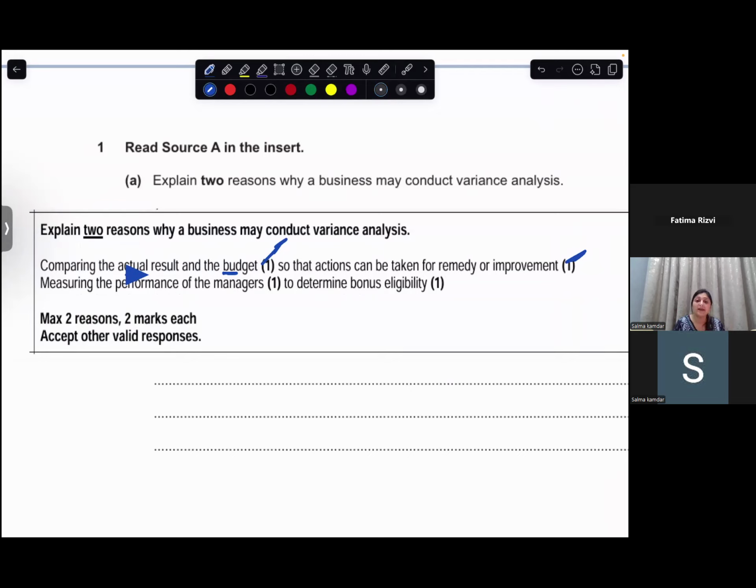Also, you do this variance analysis so that you can measure the performance of your managers. When you're measuring the performance of your managers, this helps you to analyze whether you want that manager, and if he is doing better work, you will have favorable variances, so you will determine their bonus eligibility.